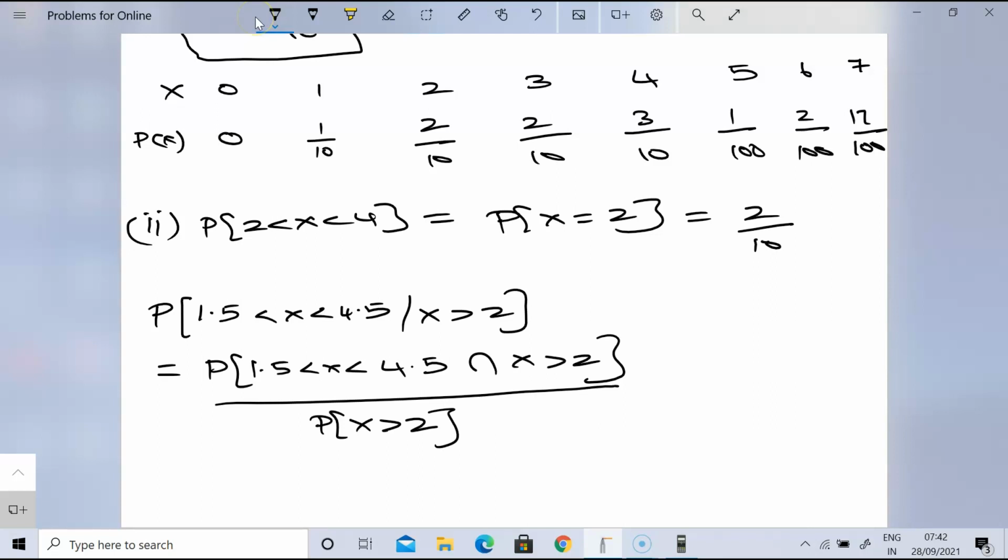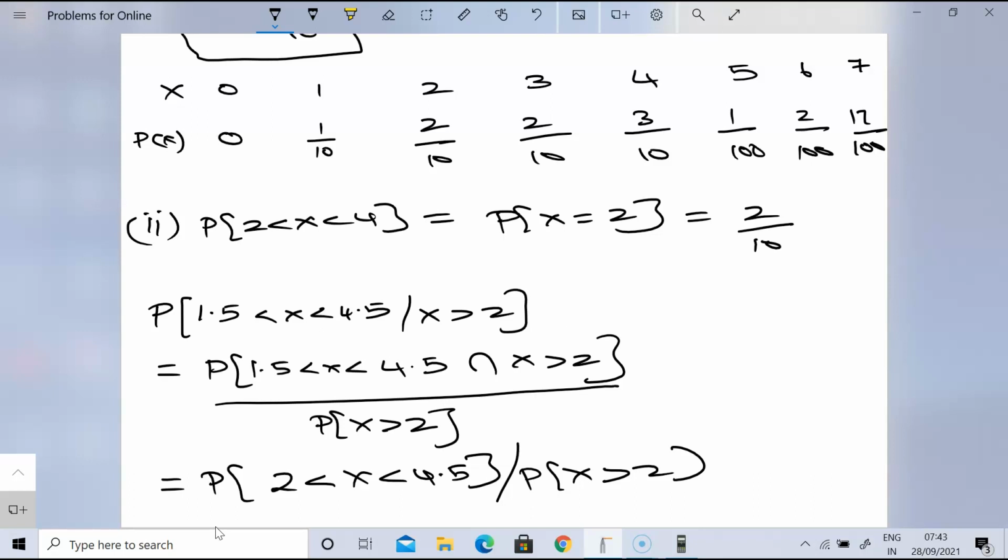What I have to do here is, this is equal to the probability of 1.5 less than x, intersection x more than 2. When you draw it, what you will get in the numerator is 2 less than x less than 4.5, divided by the probability of x more than 2. Now you will find the corresponding probabilities.